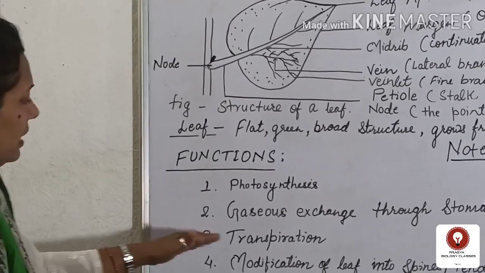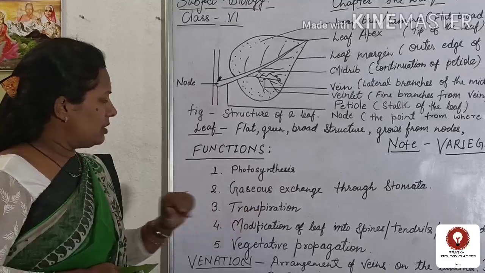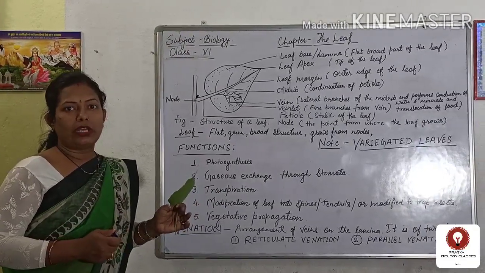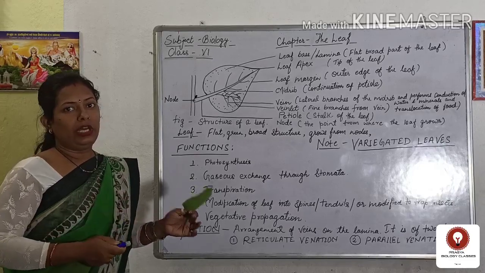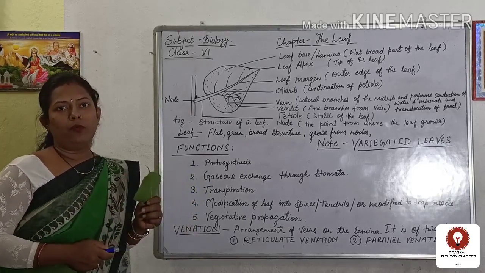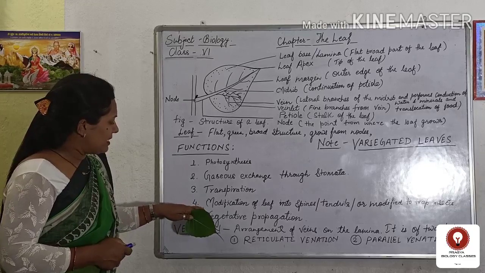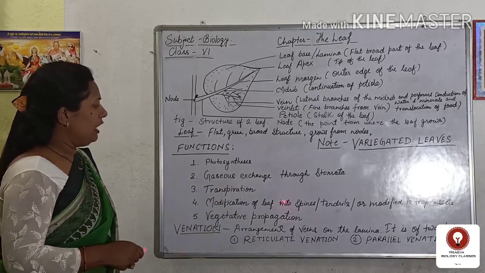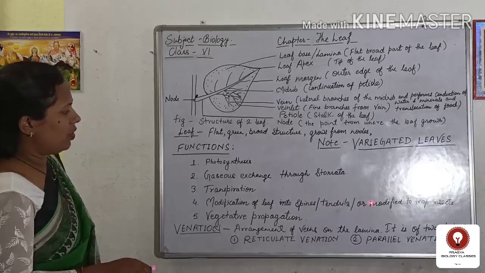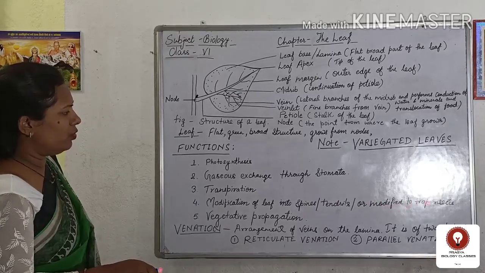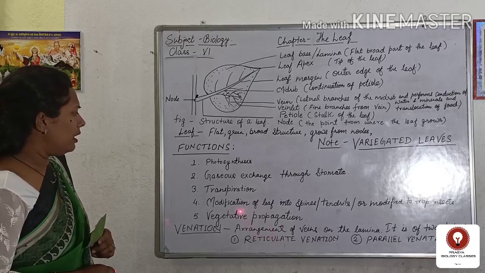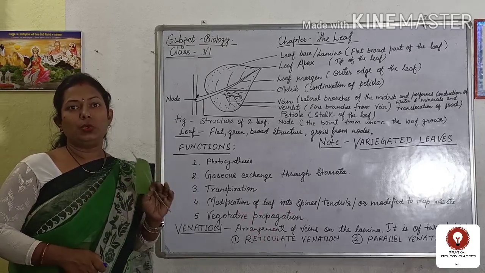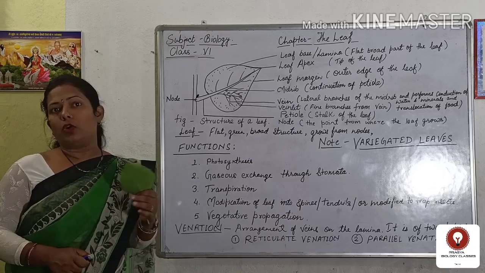The third function is transpiration. Transpiration is the process in which the excess water is released through the stomata in the form of water vapor. Now I will discuss the fourth function, that is modification of leaves into spines, tendrils, or modified structures to trap insects. Leaves are sometimes modified into spines to prevent the excess loss of water.